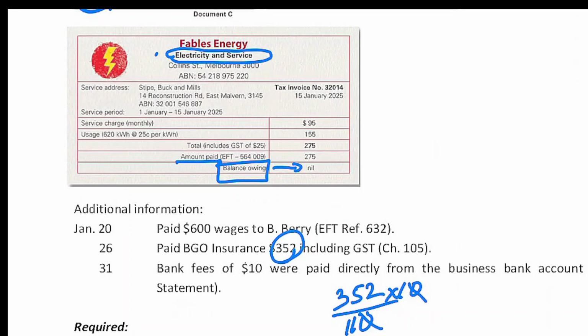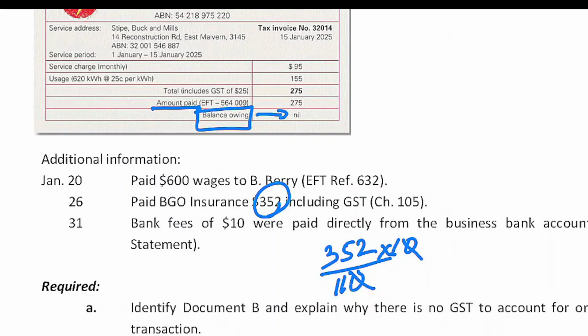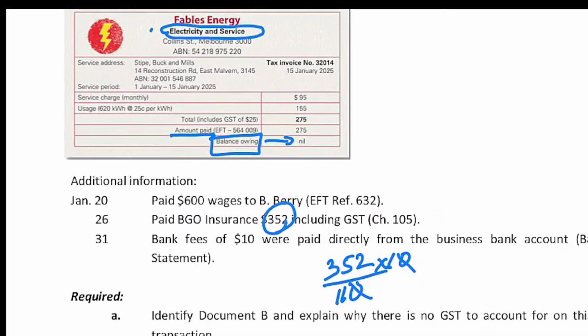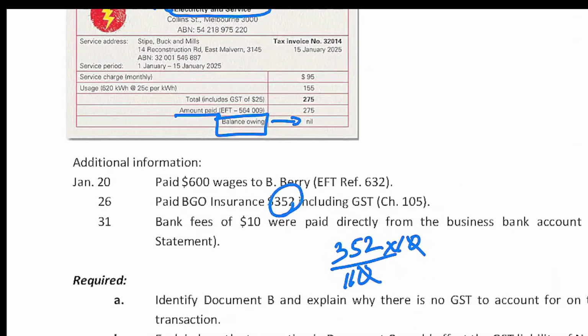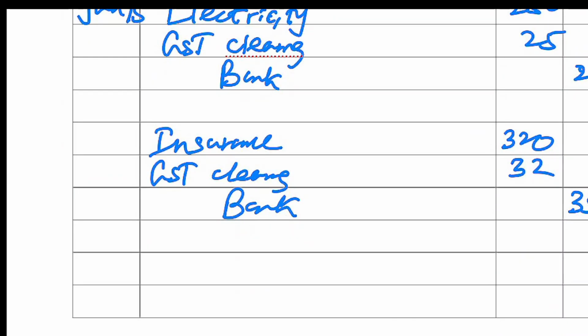Last one, bank fees of $10 were paid directly from the business bank account. So what is the source document here? Bank statement. Very good. If you were writing the narration, you will write just bank statement for the source document. What is the double entry, guys? Bank fees and then bank. Yeah, bank fees debit 10, bank account credit 10.